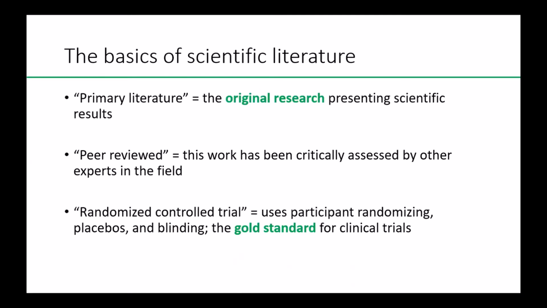So some basics on scientific literature. The term primary literature refers to the original research that is presenting the scientific results. This does not mean any news reports, any collection of reports from someone, but this is the original paper that states the primary results. Another term that you must know is called peer-reviewed, and this means that this work has been critically assessed by other experts in the field, and that this finding was not just something that was put together and they're presenting their own work, but this has gone through critical analysis by other experts.